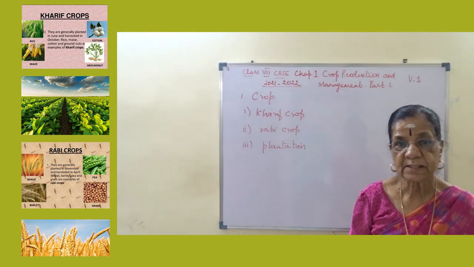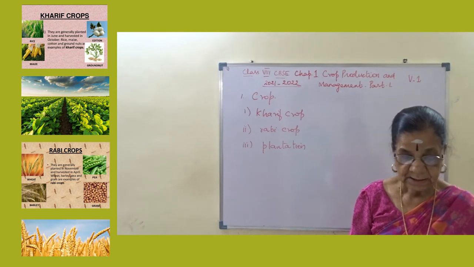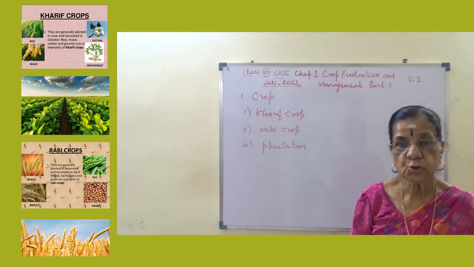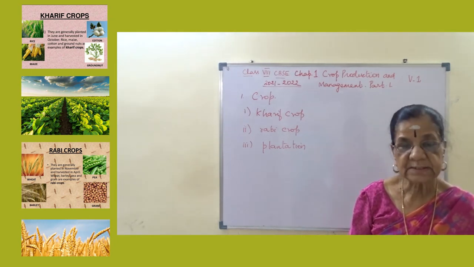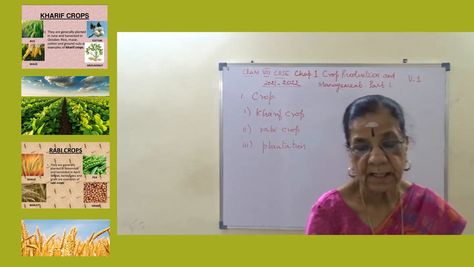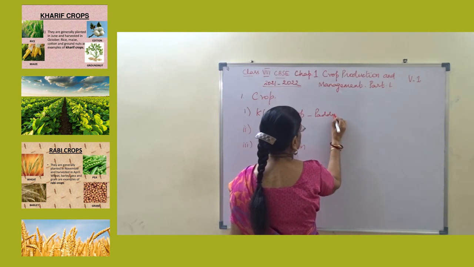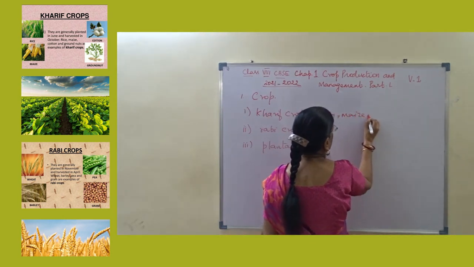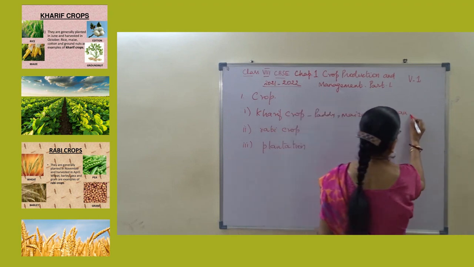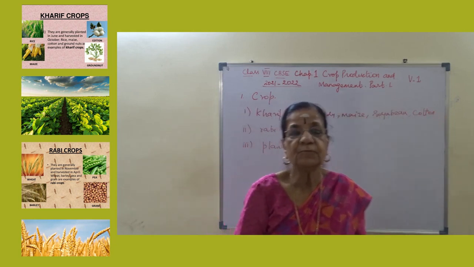So what will you say for kharif crop? They are the crops sown during the rainy season, and the rainy season is usually from June to September. What are the examples? Paddy, maize, soya bean, groundnut and cotton. These are all examples of kharif crops.